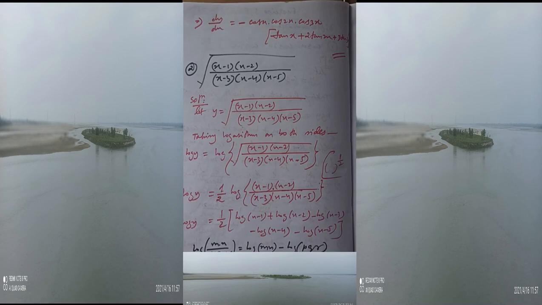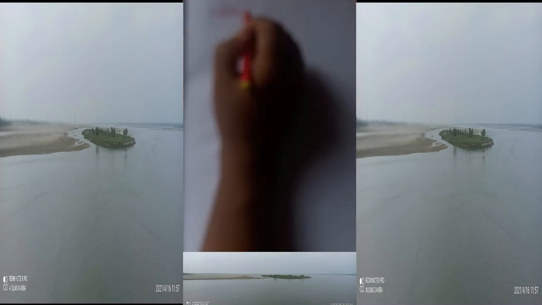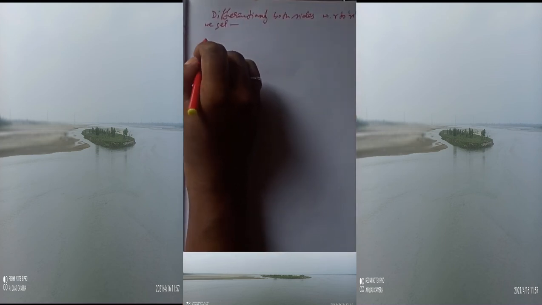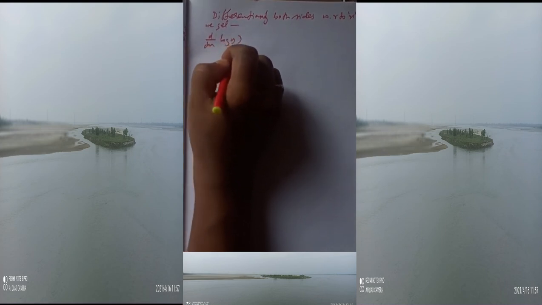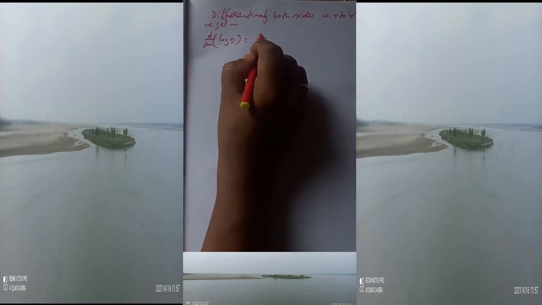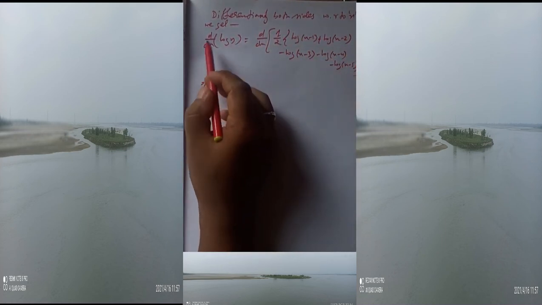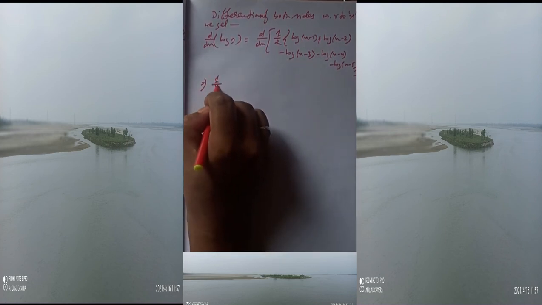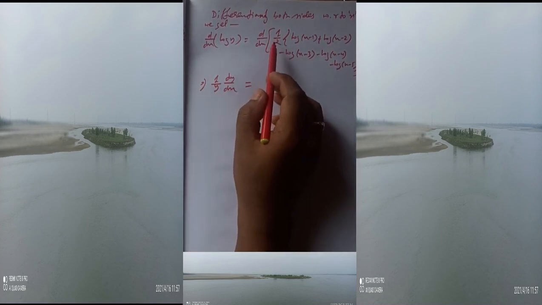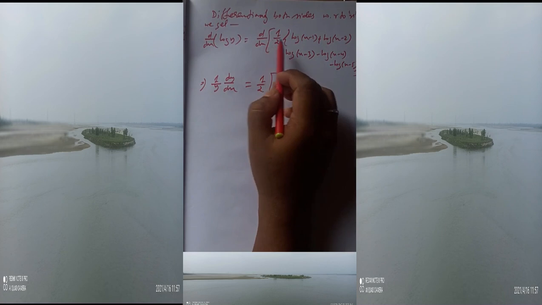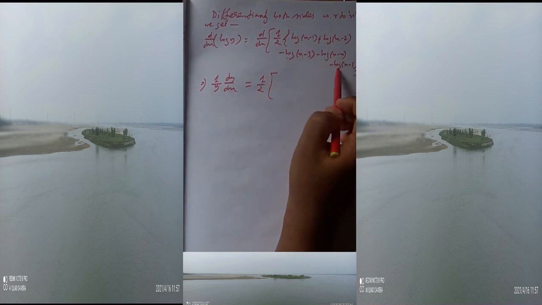Understood now? Yes sir. So this is how we got it, and now we are in a position to differentiate it. Differentiating, d by dx of log y equals d by dx of the right side. It will always be like 1 by y dy by dx. That half is like the constant k, so we can write half outside. Now we'll differentiate all the functions, this one, this one, this one, this one, this one.